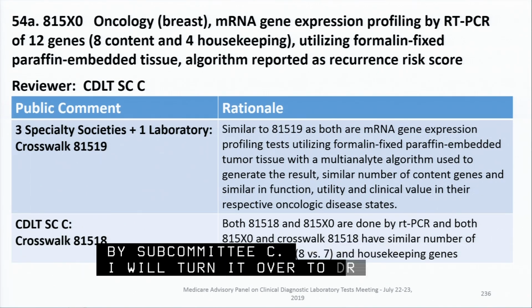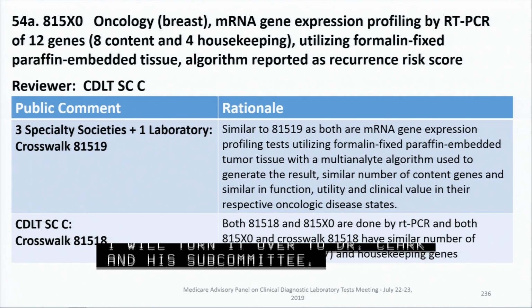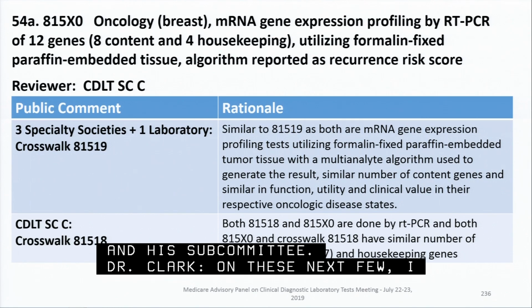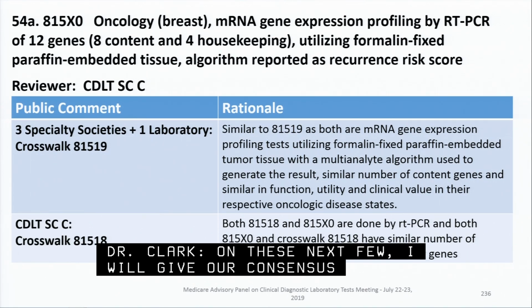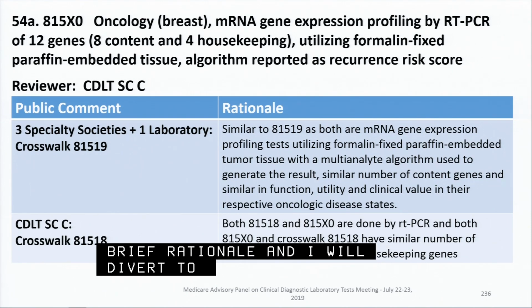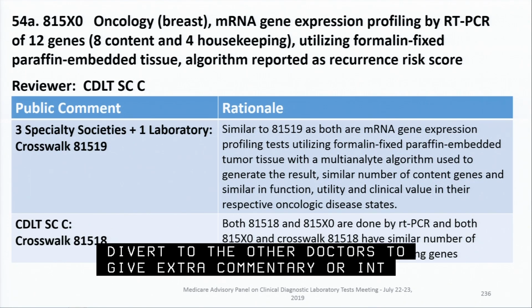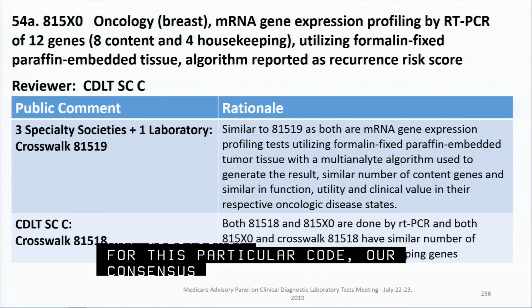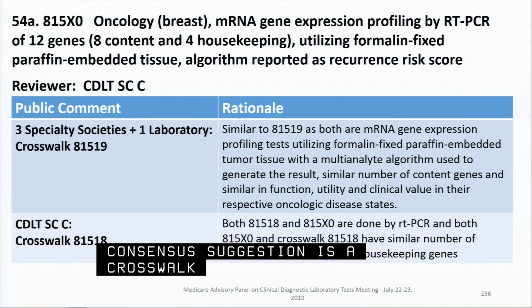Okay, thank you. So on these next few, I'll give our consensus and the brief rationale, and then I'll defer to Drs. Lyon and Arcila to give any extra commentary or answer any questions. So for this particular code, our consensus suggestion is a crosswalk to 81518, and that's because the candidate code and 81518 are both done by RT-PCR. They both have a similar number of genes and a housekeeping gene.